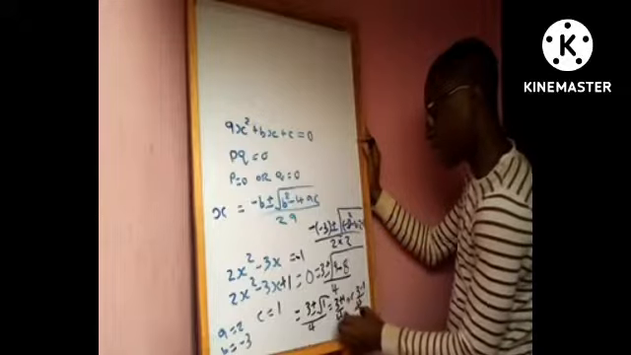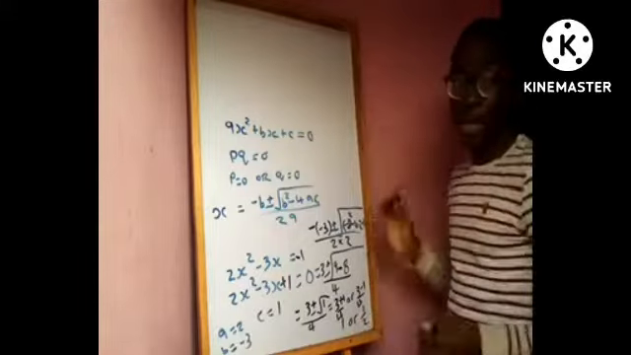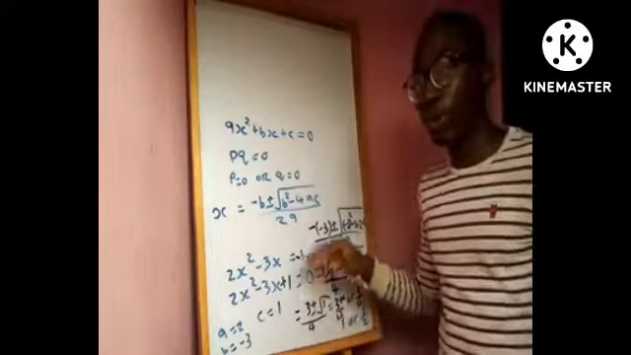So that means x is what? 4 over 4, that's 1, or x is 2 over 4, that's 1 over 2. So x is 1 or half is the solution of this quadratic equation.